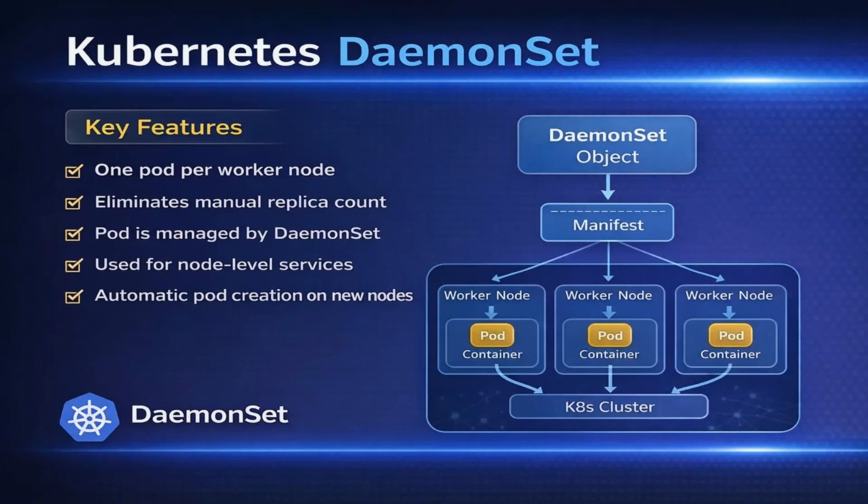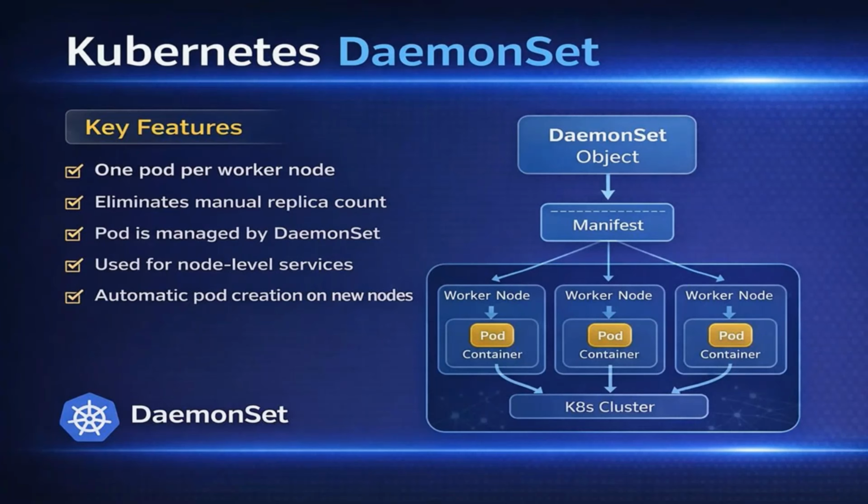Okay, so this is where Kubernetes automation really shines. Why do you even need this? Because in Kubernetes, anything you run must run as a pod. Even monitoring tools, logging agents, networking components, all those things need to run as a pod. So let's take one example.